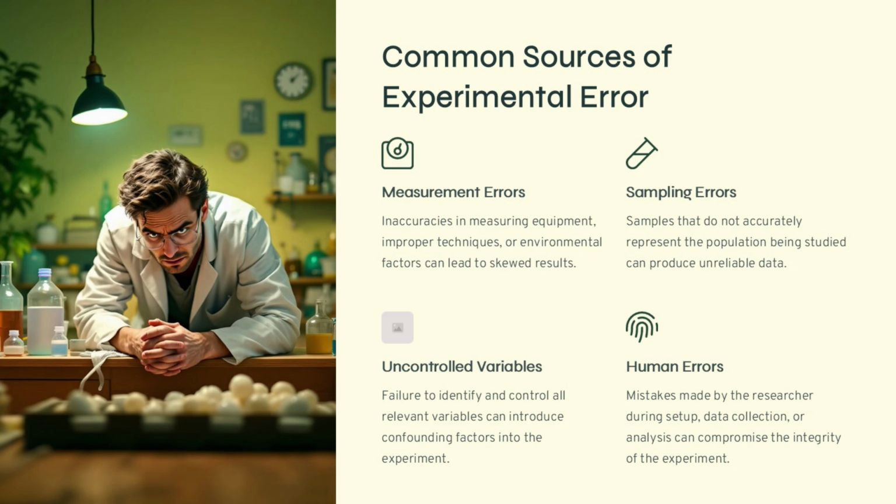This can lead to unreliable data. Uncontrolled variables that you fail to identify and control can introduce confounding factors that compromise the integrity of your experiment. Human errors made by the researcher during setup, data collection, or analysis can also undermine the validity of your findings. Being vigilant about these common sources of error is crucial for ensuring the reliability and reproducibility of your experimental results.